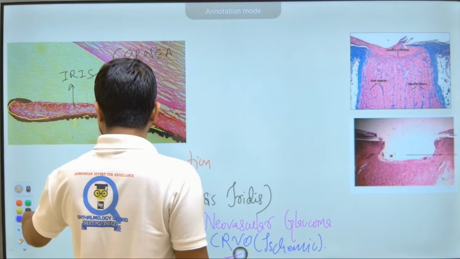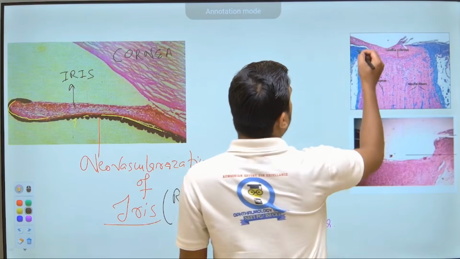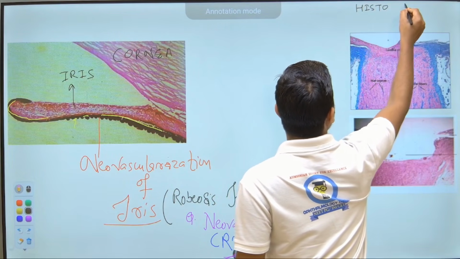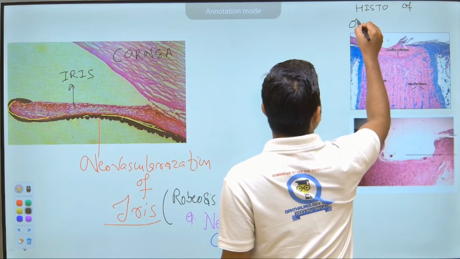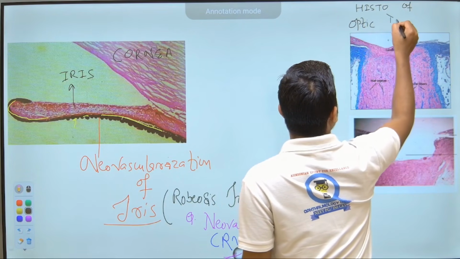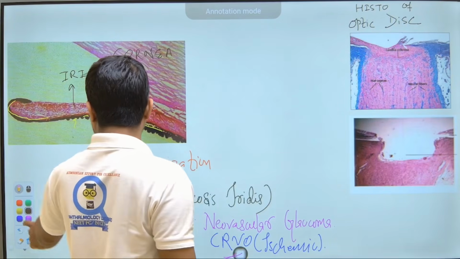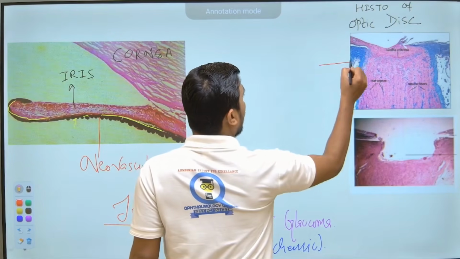Coming to this point, are you understanding what this is? Let me tell you, this is an important structure, the histology of the optic disc. This is the structure of the optic disc. I am telling you, this is a normal.